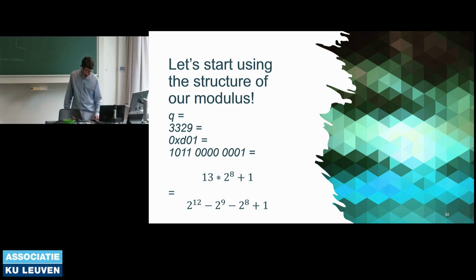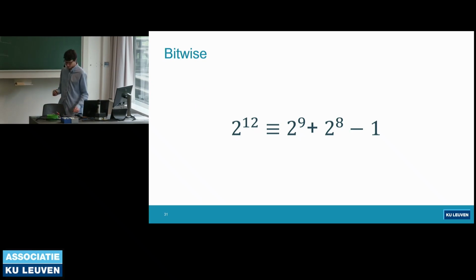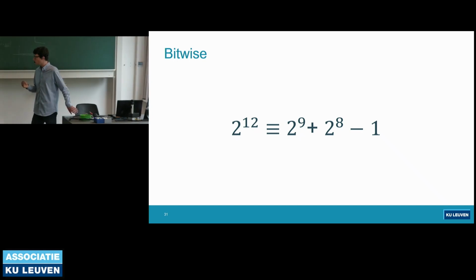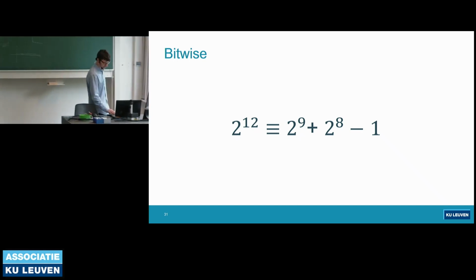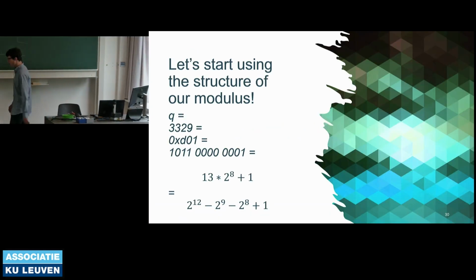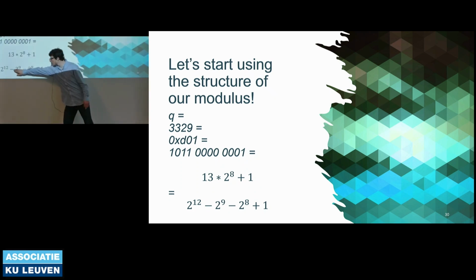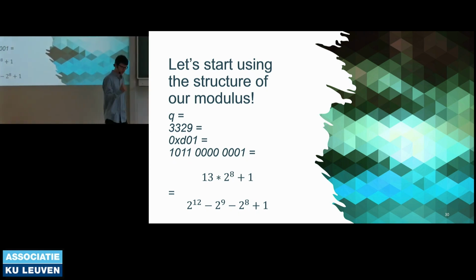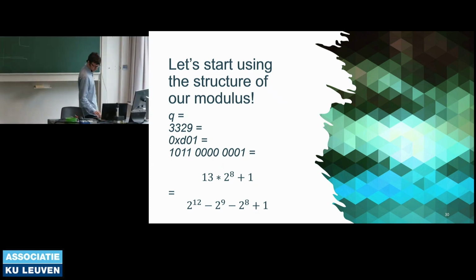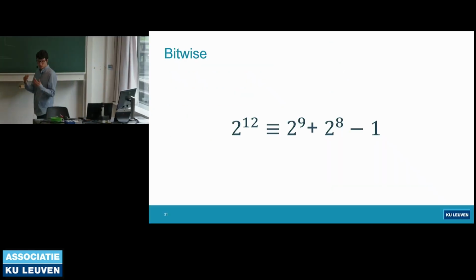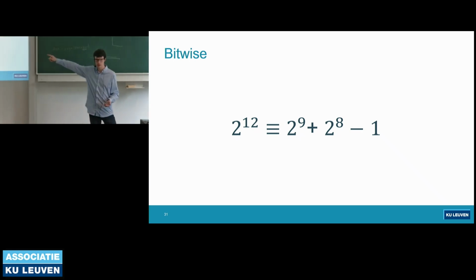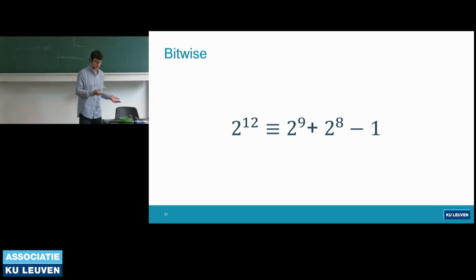So this structure, one of the approaches that people took was, well, if we go back, we're working modulo this number. If we're working modulo this number, we could say that 2 to the power of 12 is actually equal to everything on the right side of the equation. So whenever we see 2 to the power of 12 in our number, we can replace it by this smaller number. This is a way of making things smaller.